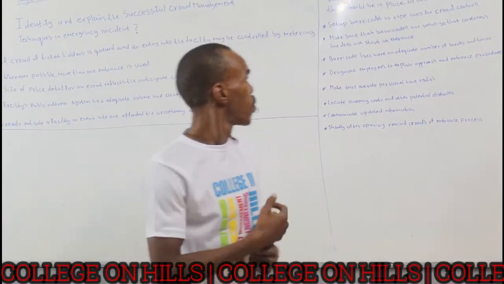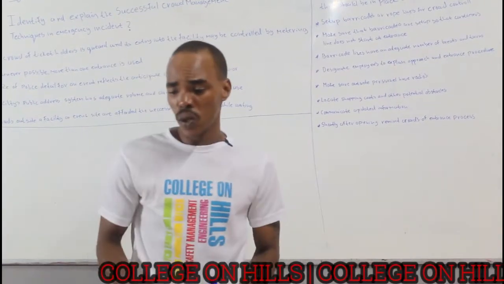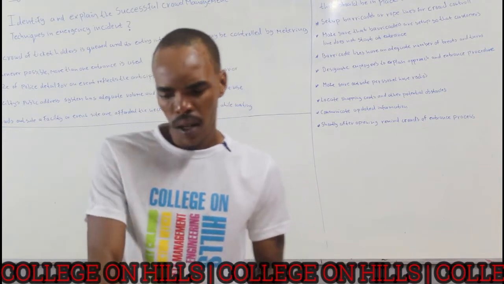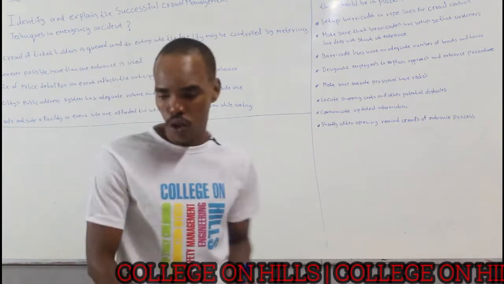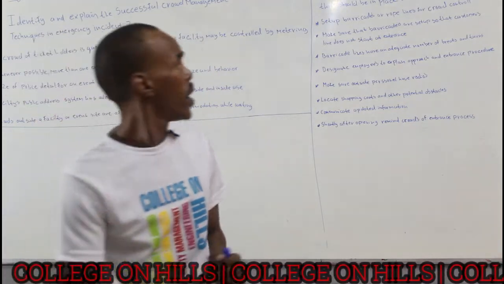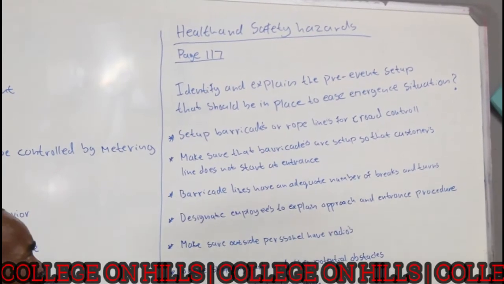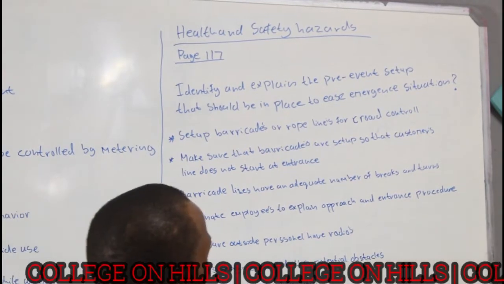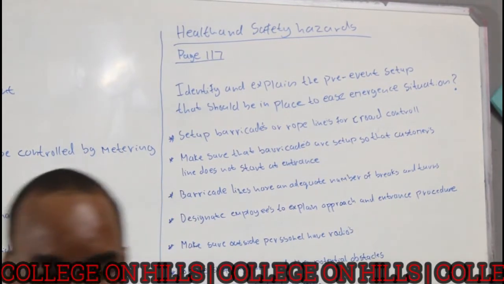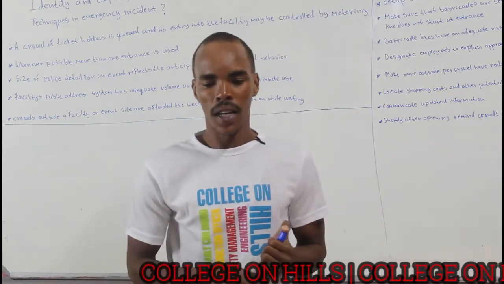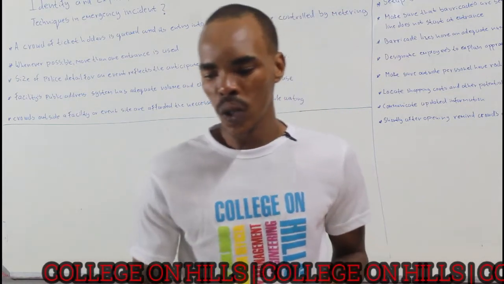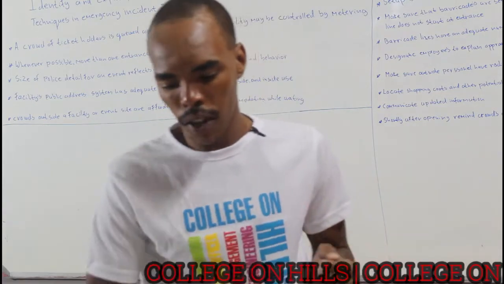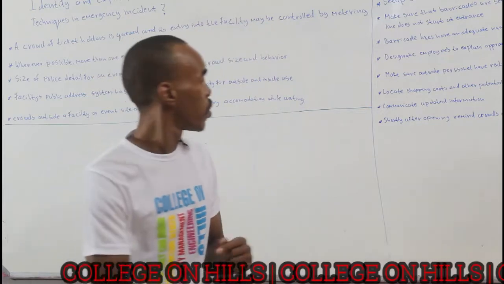So I'm going to move on to our next activity now, which is on page 117. Identify and explain pre-event setup that should be put in place to ease emergency situations. For this part, this is the pre-event setup, the steps that you should consider before you prepare yourself for an event. I also have a few pointers here.